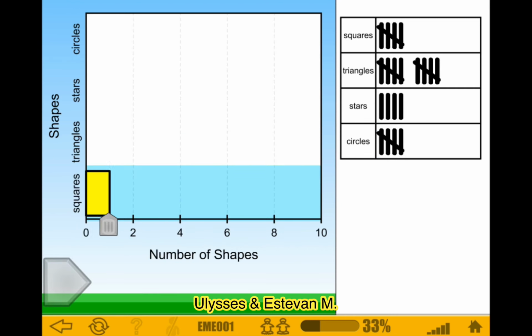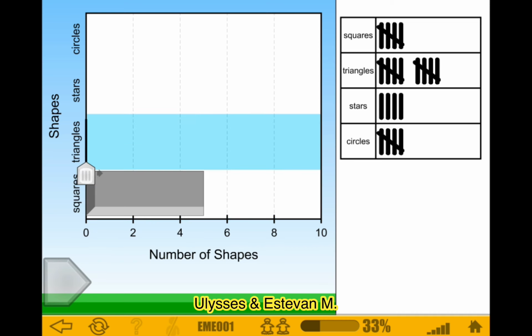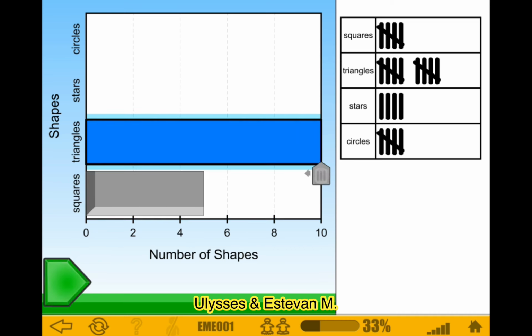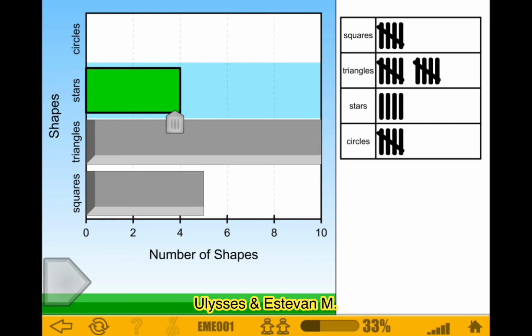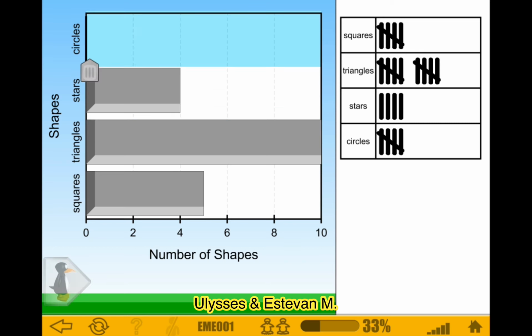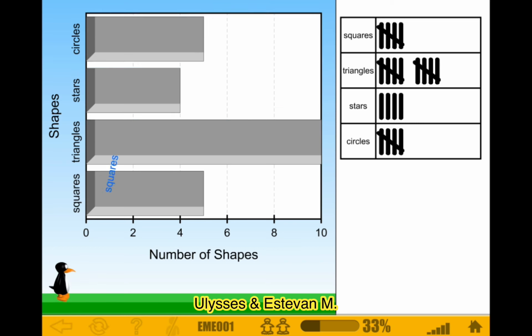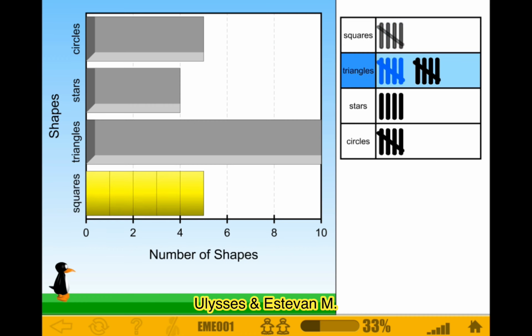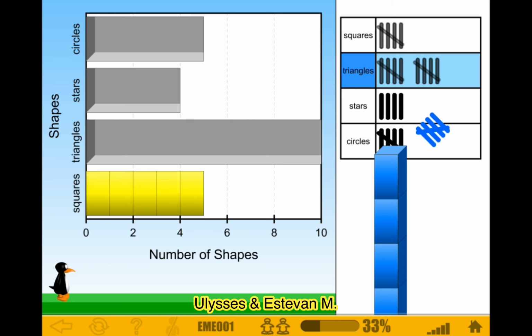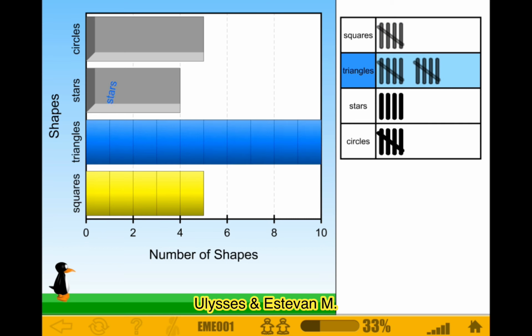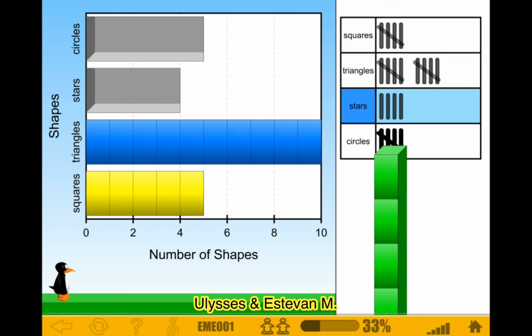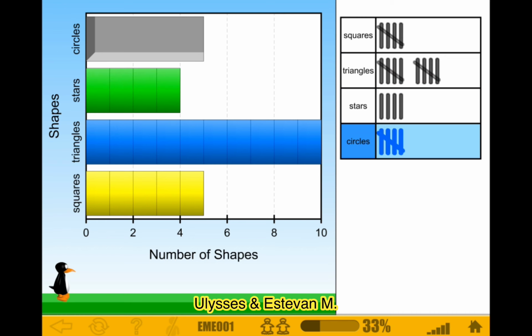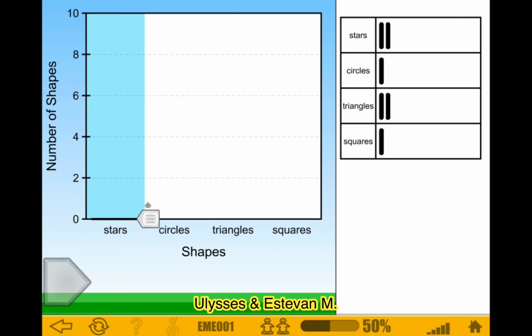Squares, 5. Triangles, 10. And stars, 4. And circles, 5. 5 tally marks equals 5. Triangles equals 10 tally marks. 10 tally marks equals 10. Stars, 4 tally marks equals 4. And circles, 5 tally marks equals 5. And it equals 24. Boom.